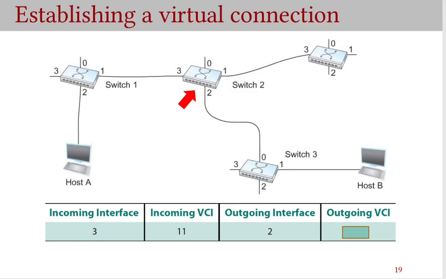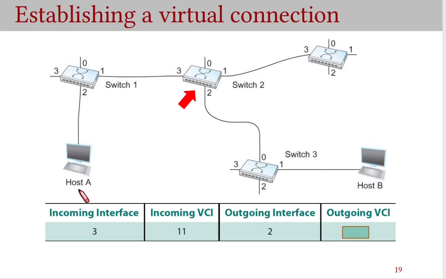Now once A is done transmitting to B, the connection has to be torn down. For tearing down the connection, A sends a tear down message to switch 1. When switch 1 receives this message, it deletes the relevant entry from its virtual circuit table and forwards the message to other switches in the path, and every other switch does the same. So basically they would delete this entry from their virtual circuit table.